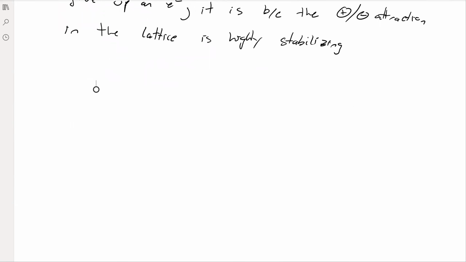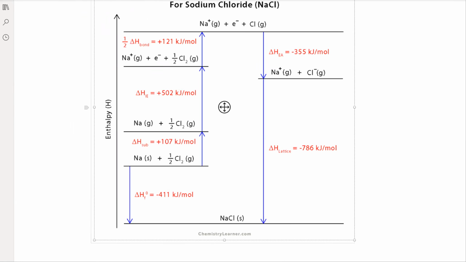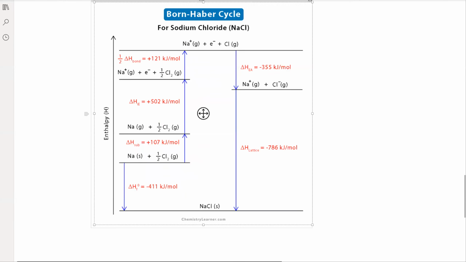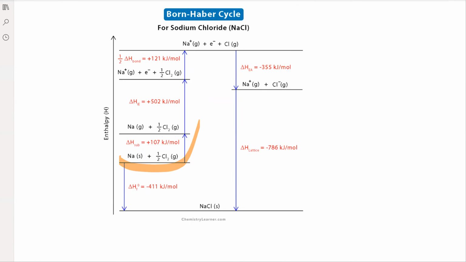And here's the same process in just a diagram form. So here's our Born-Haber cycle for sodium chloride. These over here are the individual steps that we talked about. So notice how a lot of these take energy, right? We're going uphill. The only really downhill step is giving that fluorine, or in this case, the chlorine, its electron, right? So that part is downhill.